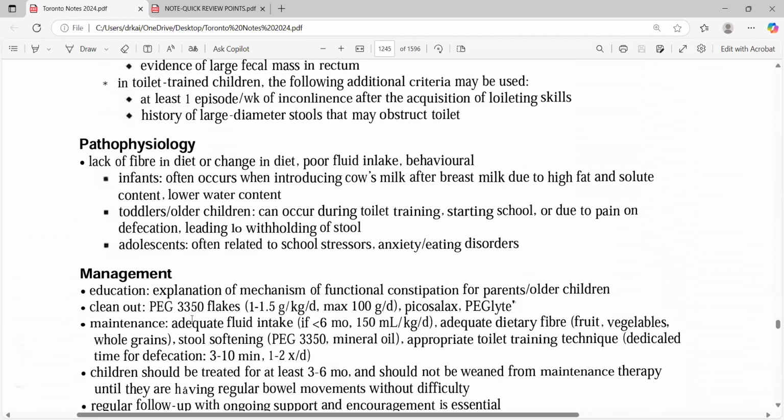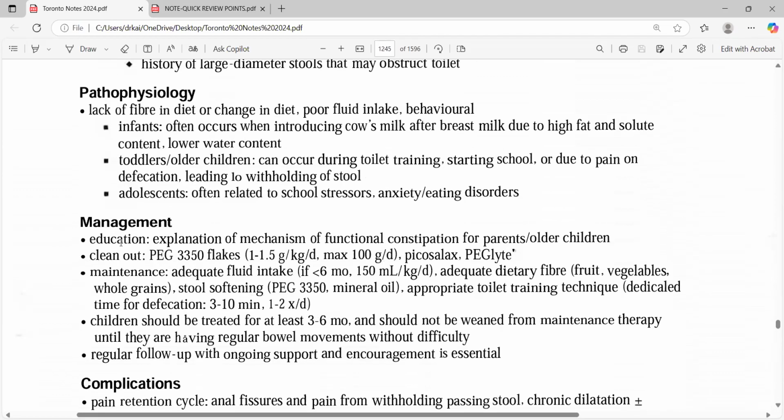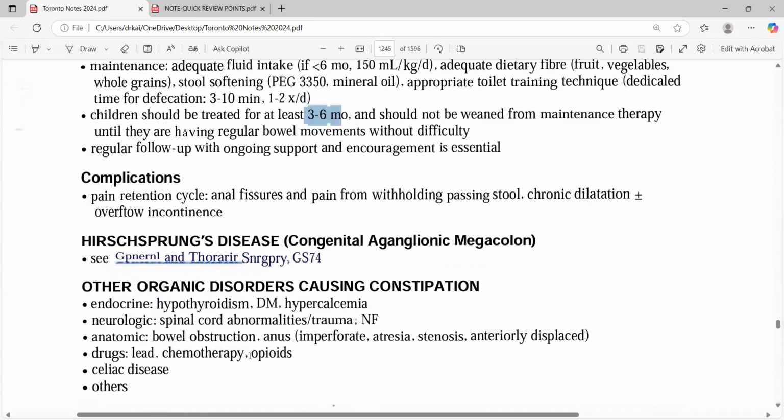In that case, the most important thing is education, because education is one of the main important factors to deal with the constipation. Then cleaning out, maintenance is basically giving enough fluids, stool maintenance, dietary fiber, toilet training. Children should be treated for at least 3 to 6 months and should not be weaned from the maintenance therapy until they are having regular movement. Then follow up with them.